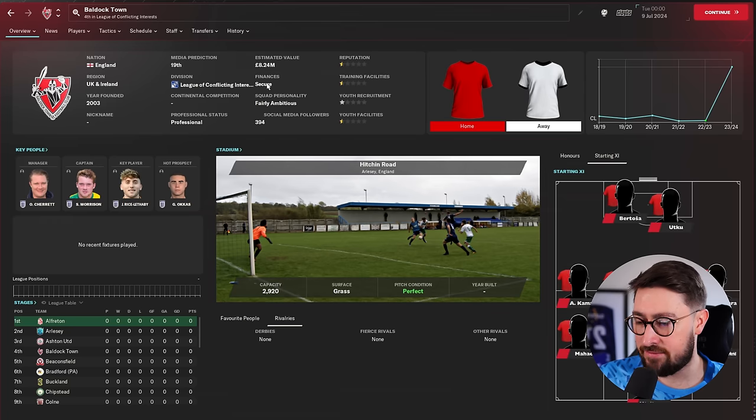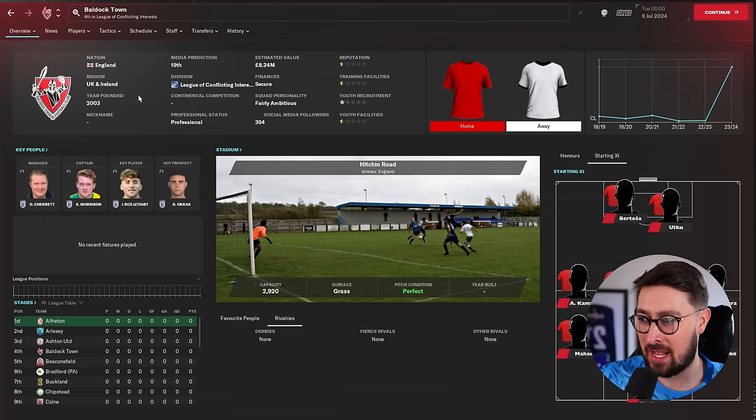Are they? Their finances are secure. They've got £8.24 million as their estimated value. So even that's outrageous already. Can we see the history of their finances or anything on here? I don't think you can, but they're going to have silly money now. I don't know how that's going to affect them.